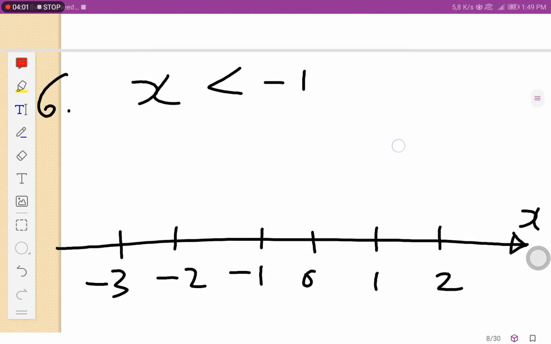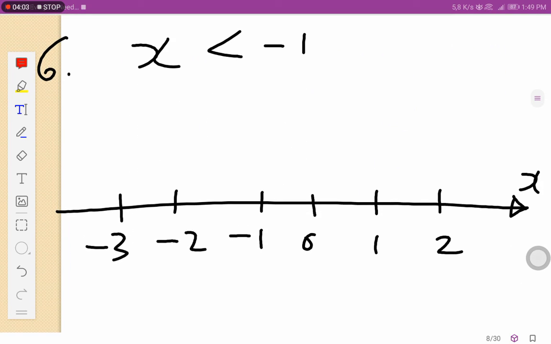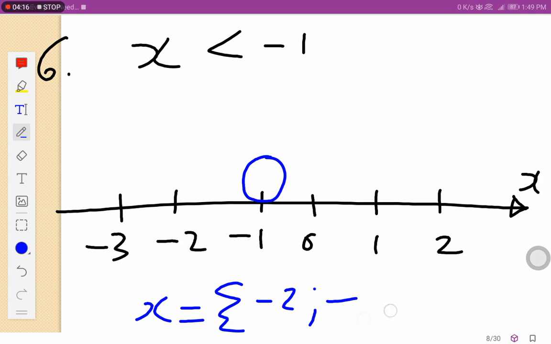Let's go to number 6. I think this is the last one. X is less than -1. I go to -1. Oh, it's just less, so its values are going to be, x is going to take values which are -2, -3, and so on. So its arrow is going to go that direction. So that's how we draw our line graphs in inequalities.